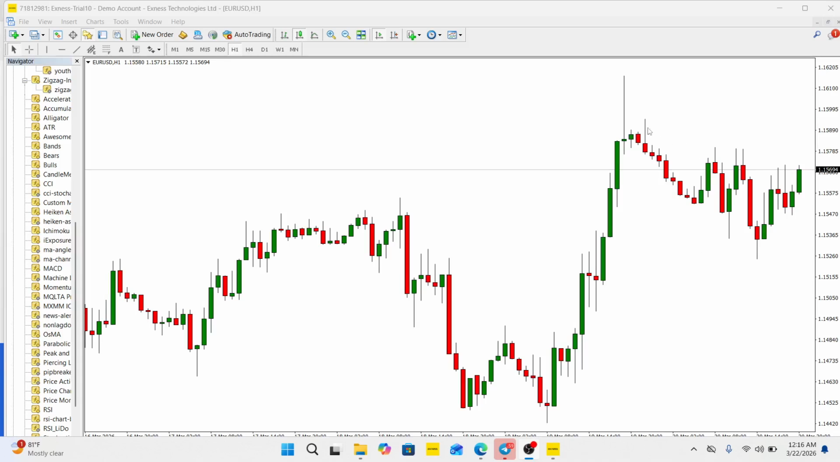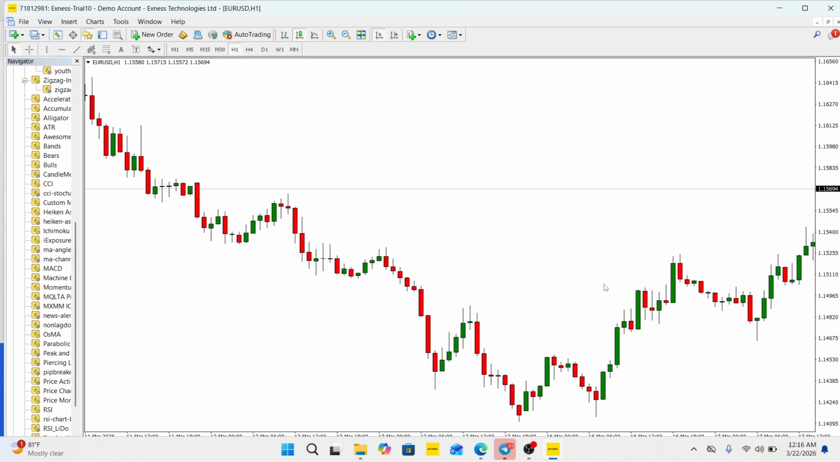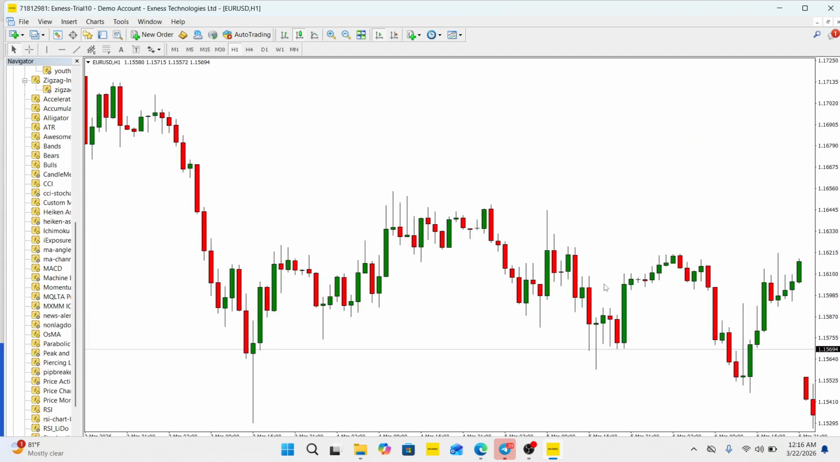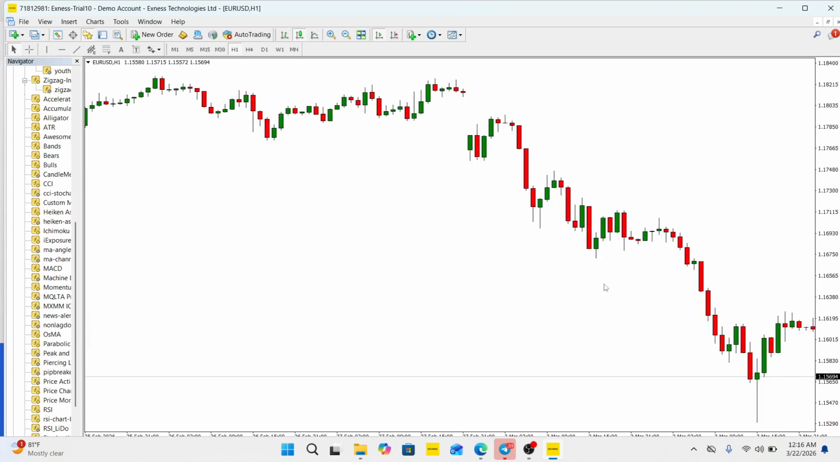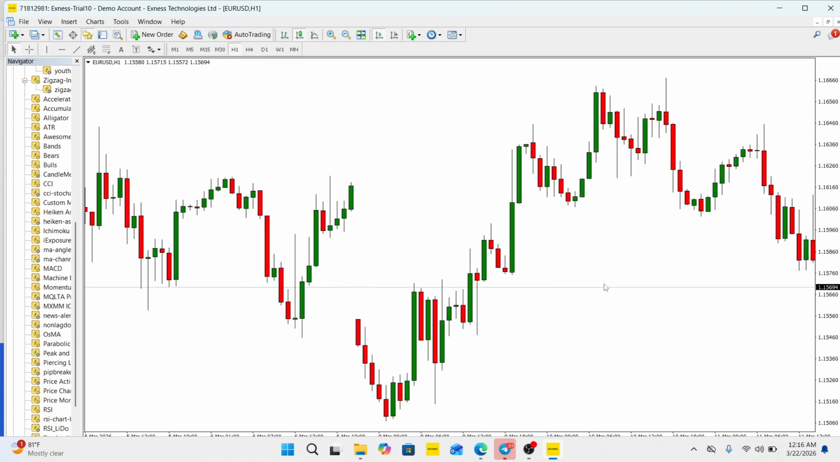Hello traders. In this video, we are going to be looking at the Zigzag Color Indicator for MT4. This tool plots a classic zigzag line on the chart, but uses color changes to make swing highs, swing lows, and directional legs easier to see at a glance.